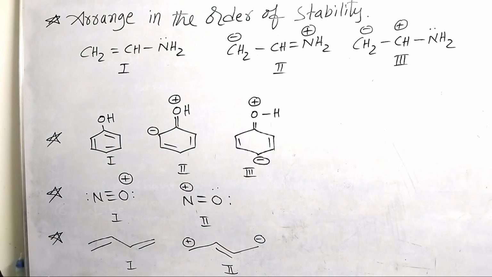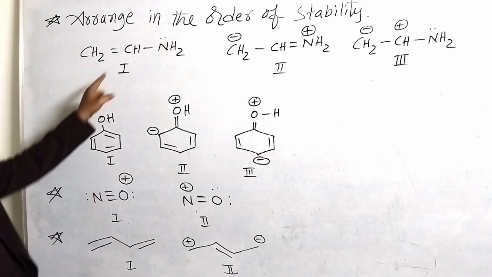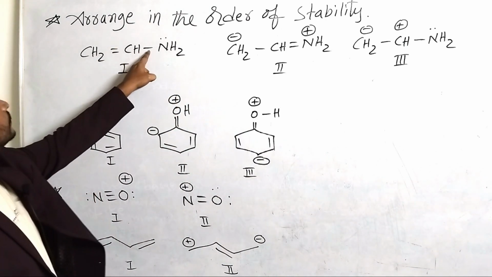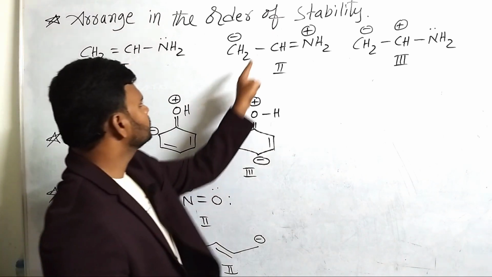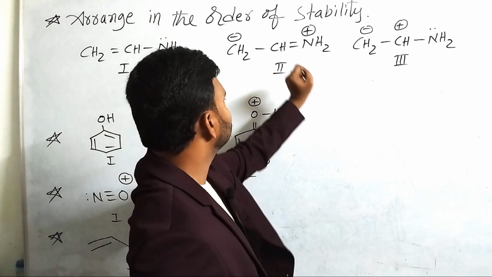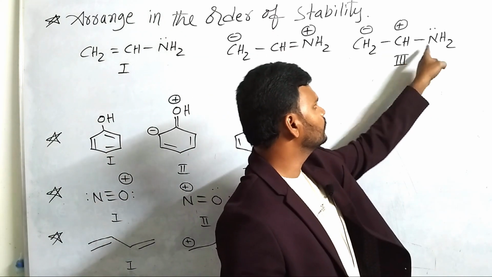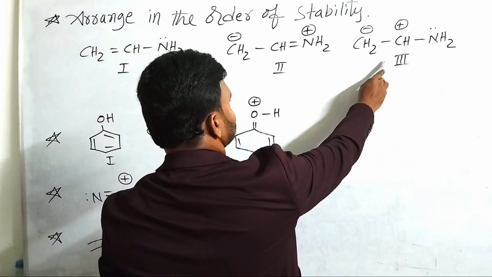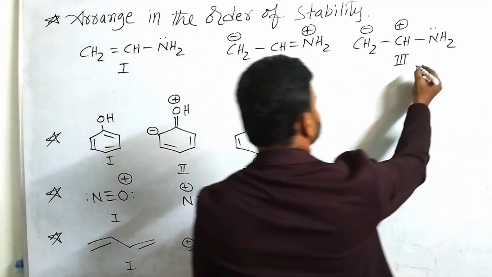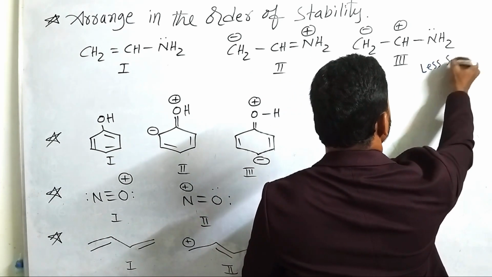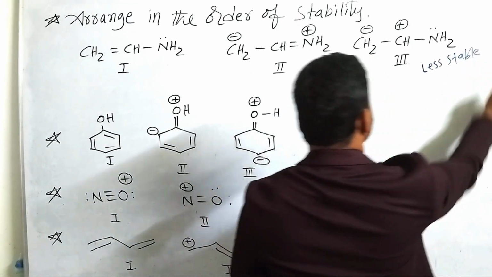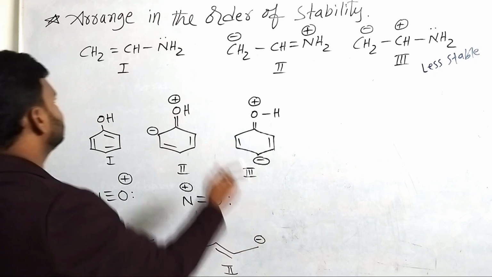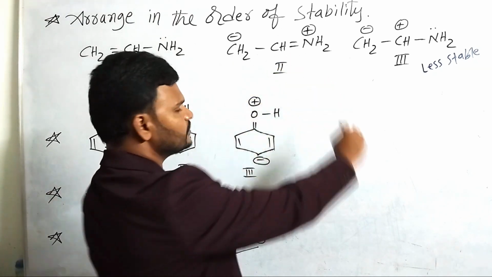Just have a look. 1, 2, 3. 3 bonds. 1, 2, 3. 3 bonds. 1, 2, 2 bonds. So out of 3, which is the least stable? This is the least stable. Why? Because only 2 covalent bonds. Next, here 3 covalent bonds, here also 3 covalent bonds.